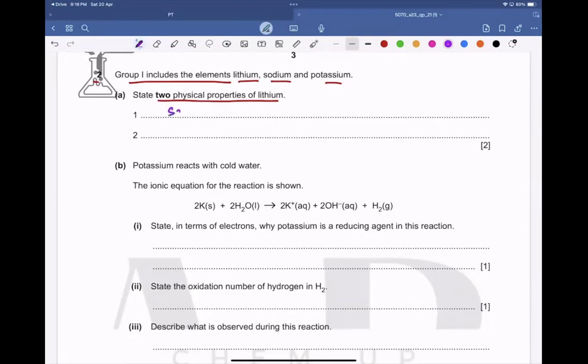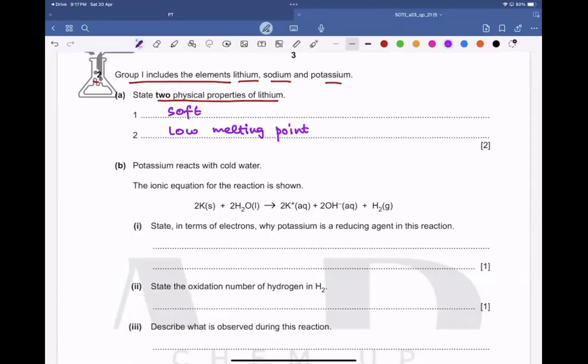So you can write soft. You can write low melting point. Besides this, you can further write good conductor of heat. You can write good conductor of electricity. But they didn't ask you the trend, Rahim. They just ask you simply the properties of lithium. So you have to just write two properties.